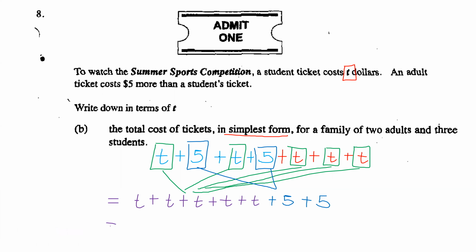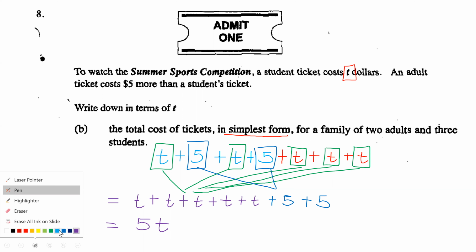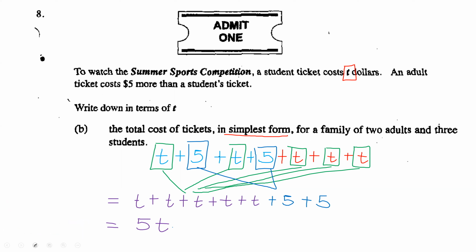But let's deal with the T's first. How many T's do we have? 1, 2, 3, 4, 5 T's. So this is 5T. And how many fives do we have? We have two fives, and we know that 5 plus 5 is definitely going to be 10. So it's going to be 5T plus 10. That is the answer for number 8, question B. All right, moving right along. Let's move on to the next question.